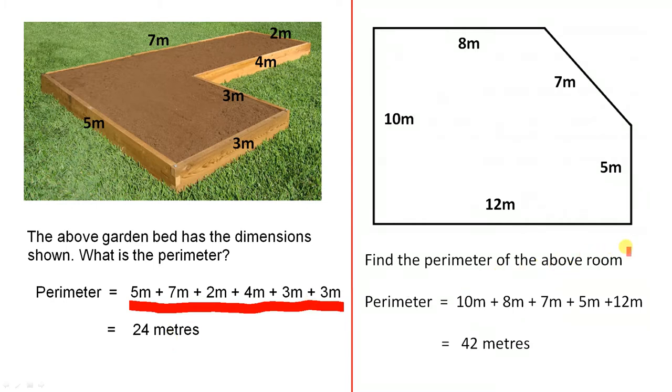Find the perimeter of the above room. So let's pretend that's a room in a house. Exactly the same rule applies. You just add the 5 measurements, and here they are, and that gives you 42 metres for the perimeter.